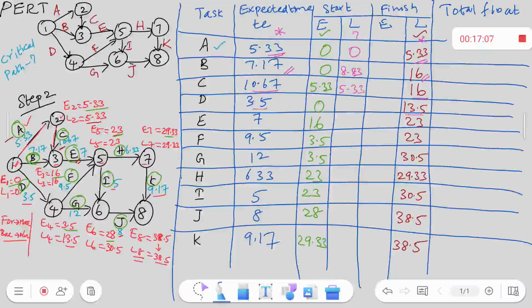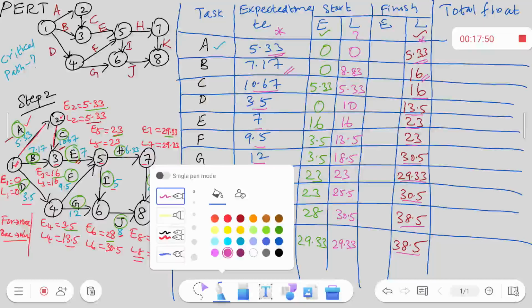13.5 minus 3.5 is 10. 23 minus 7 is 16. 23 minus 9.5 is 13.5. 30.5 minus 12 is 18.5. 29.33 minus 6.33 is 23. 30.5 minus 5 is 25.5. Next is 38.5 minus 8, so it is 30.5. Next is 38.5 minus 9.17, so it comes around 29.33. So I have filled this latest start time.